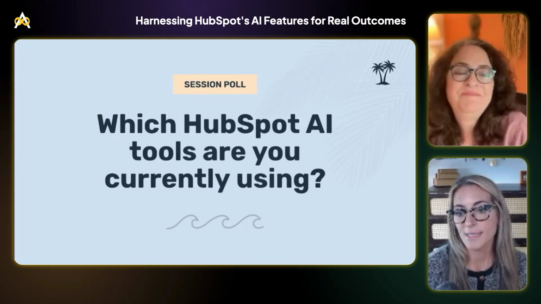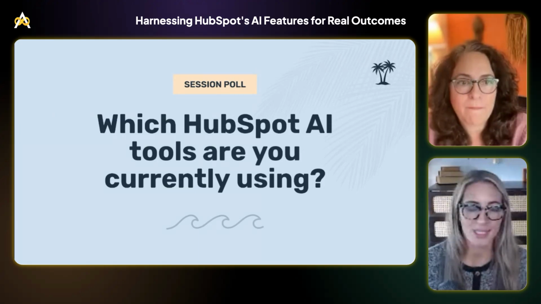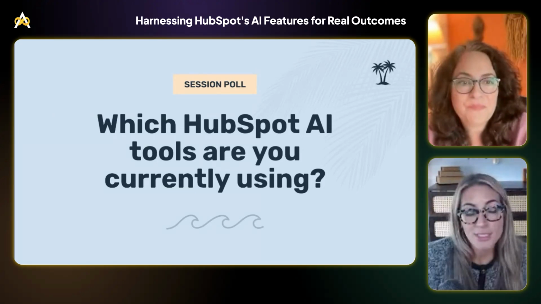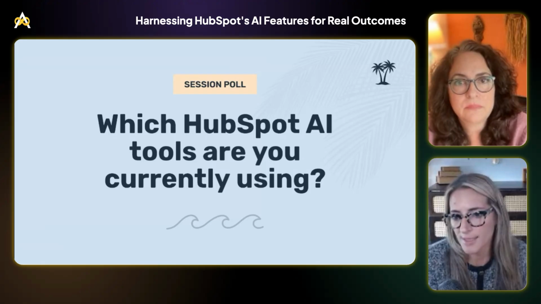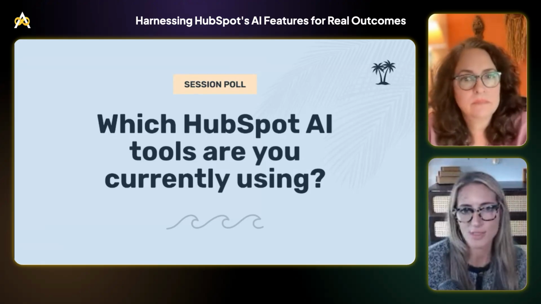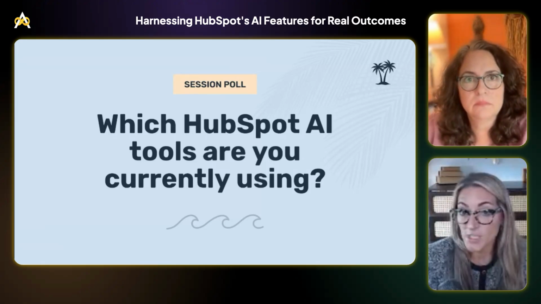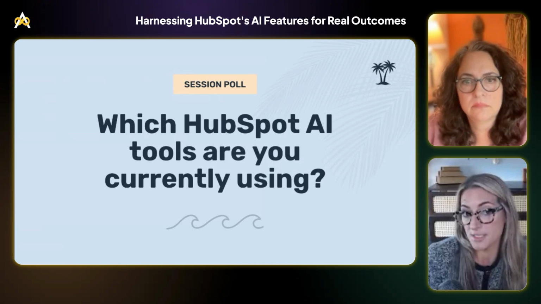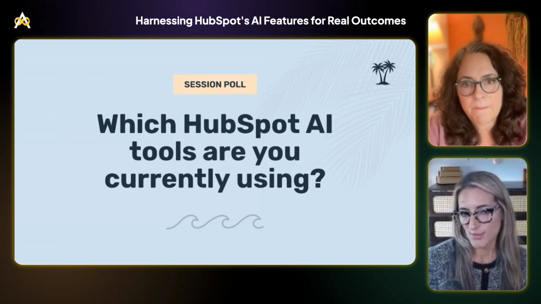Right. Before we go into all of the details and educate and talk about all this stuff, I'm curious to hear what tools you guys are using. And I don't think we actually have the poll set up in this portal. So just use the chat. It's totally fine. But what AI tools are you using? Is it agents? If it's agents, which agents? If it's assistants, which assistants? If it's the email writer or the landing page generator, what tools are you guys using?